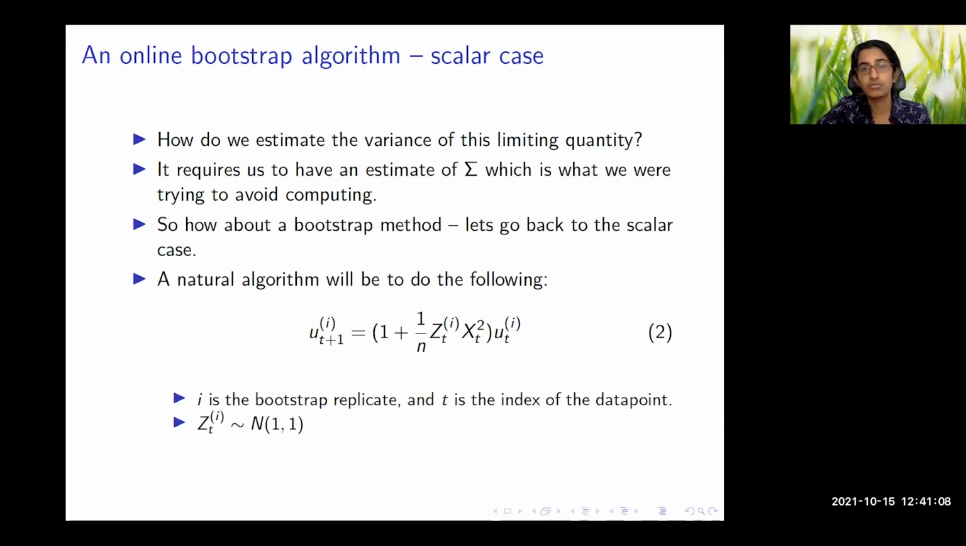So here is a natural algorithm to do a Bootstrap, and let me kind of explain what I mean by that. Before, I didn't have the Z_t there. All I had is 1 plus 1 over n times x squared. And I'm basically replacing all my x_t transpose by x_t squared. That's it. Okay? Because it's a scalar, it is very simple.